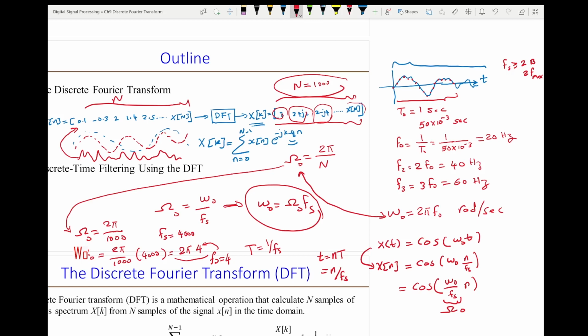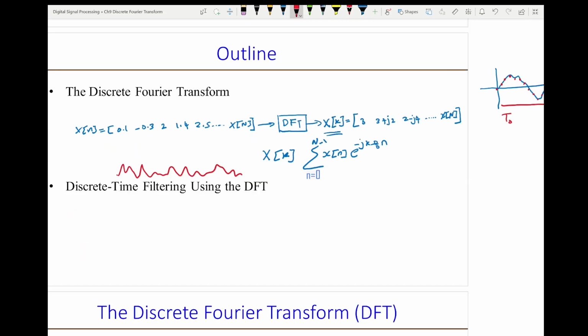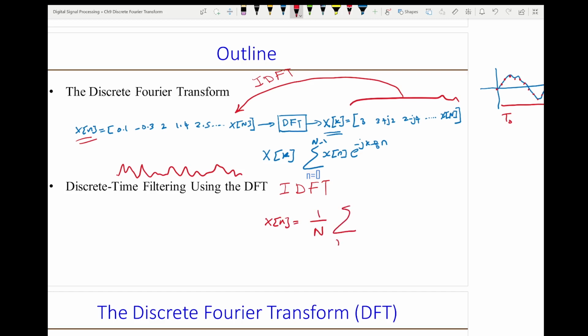Okay, now let's talk about the inverse discrete Fourier transform. The inverse discrete Fourier transform is basically, now you have all these data points in the frequency domain, you process them, you store them, you want to transmit them. Now you want to get back the signal x of n from these data points. Now we do the inverse discrete Fourier transform. And the definition is x of n equals 1 over N, the number of samples, sum with k going from 0 to N minus 1.